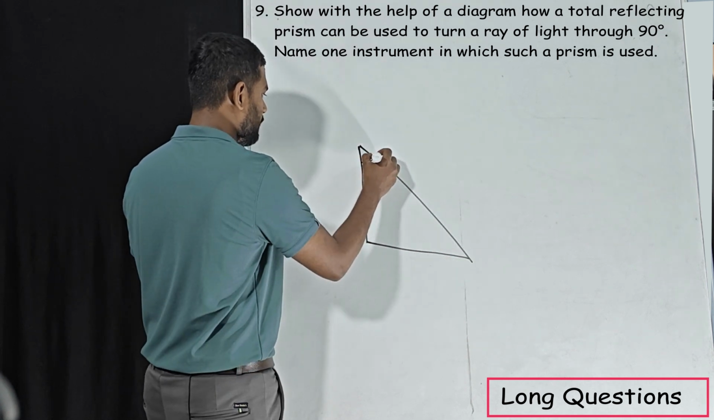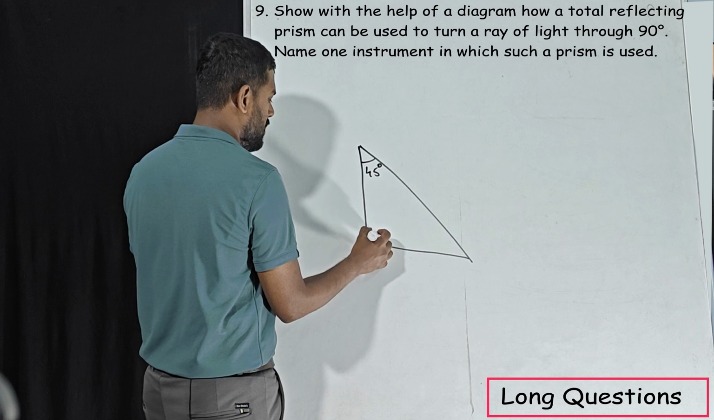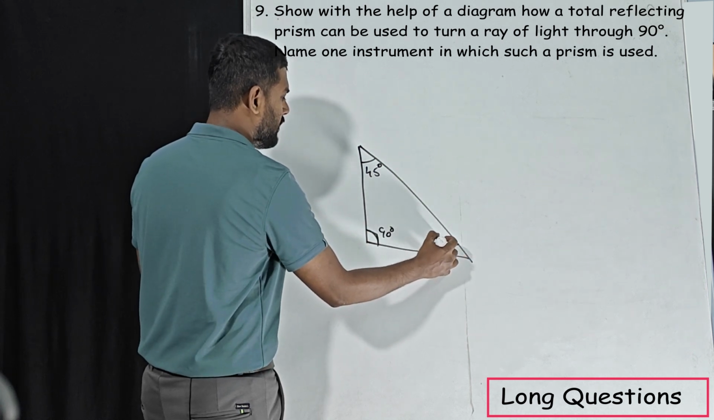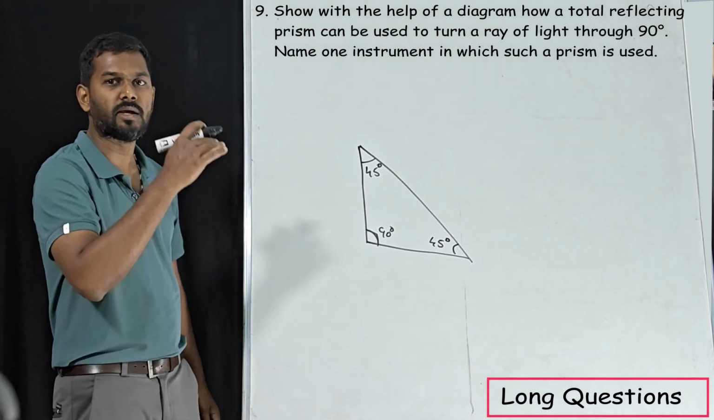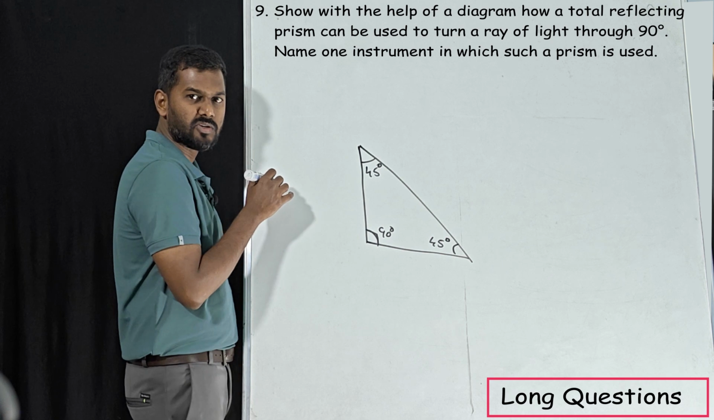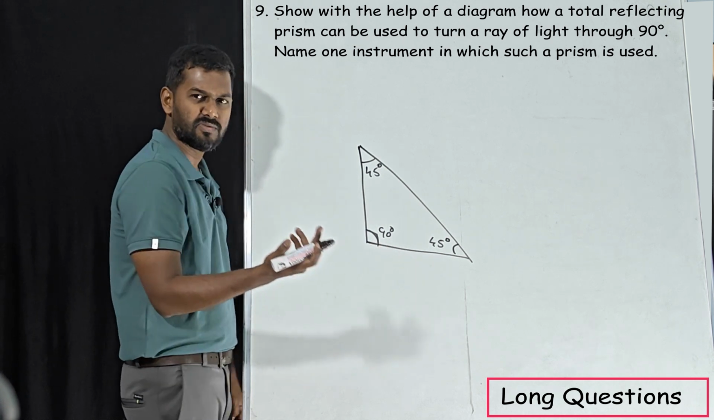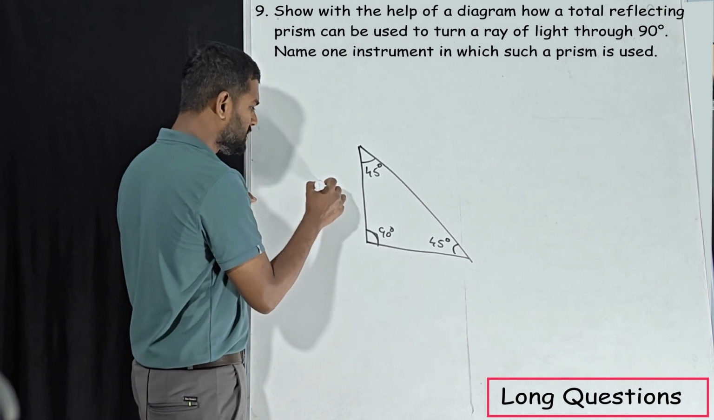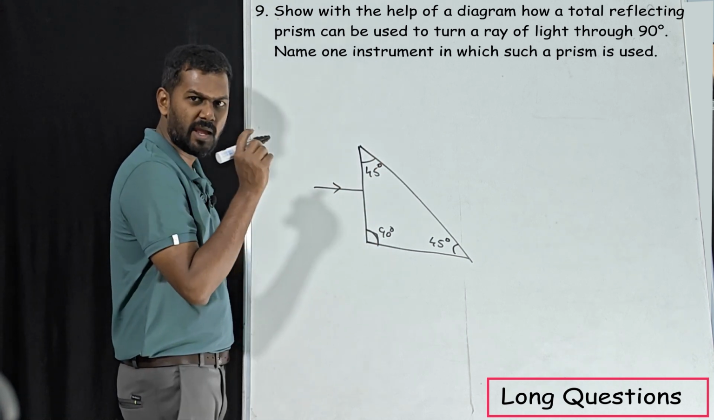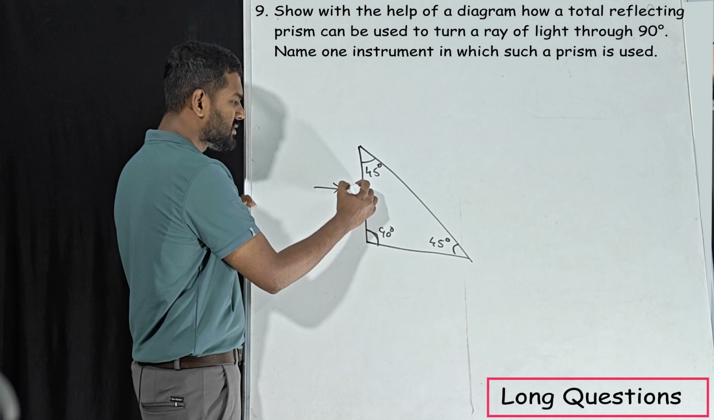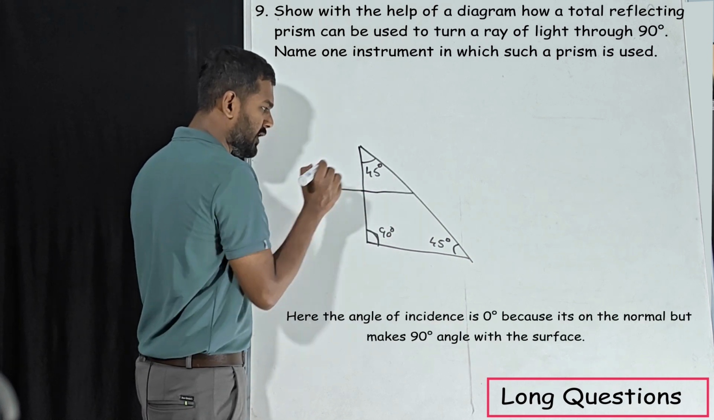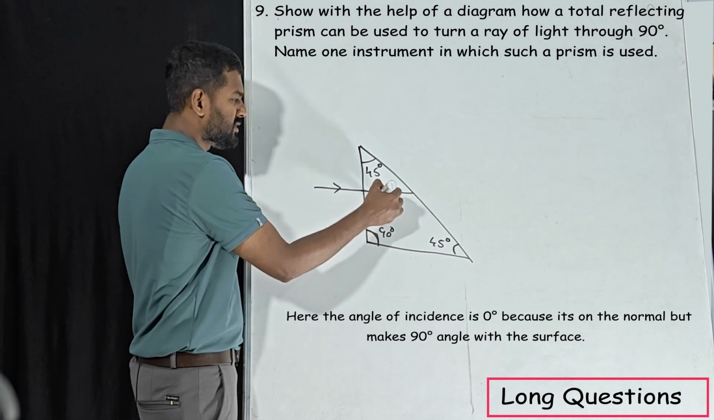See, this is 45, 90, and this is 45. Now to get a 90 degree deviation, the light has to enter in this way, this way or this way, anyway is fine. So assume we are going to send a light in like this. This is a straight line, so the angle of incidence will be exactly 90 degree, correct? It is exactly on the normal, so it passes without deviation. Now this is the incident ray.